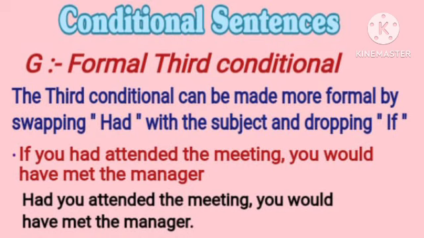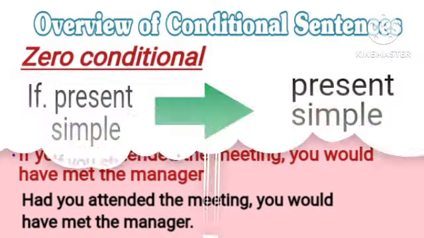Formal third conditional. The third conditional can be made more formal by swapping had with the subject and dropping if. Example: If you had attended the meeting, you would have met the manager. This can be changed to the formal conditional. That is, had you attended the meeting, you would have met the manager.